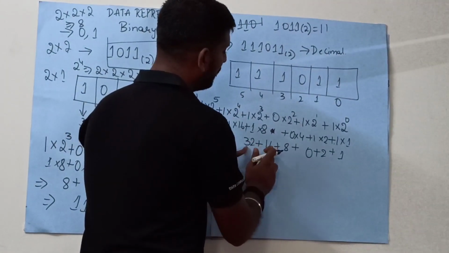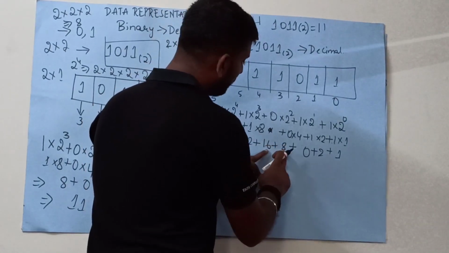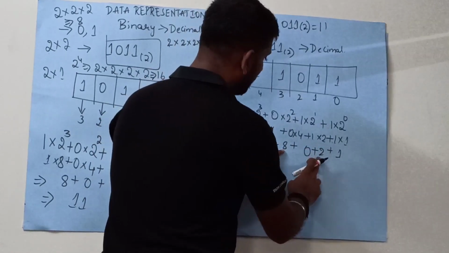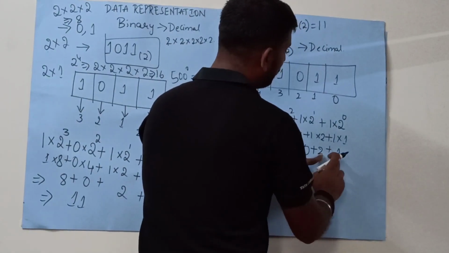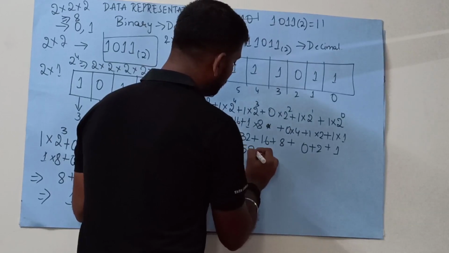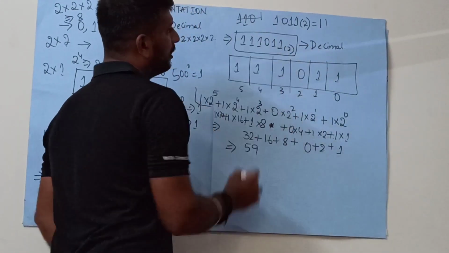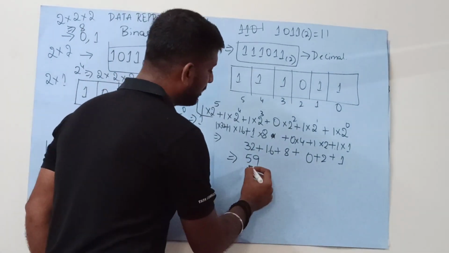So 32 plus 16 it is nothing but 48. 48 plus 8 is nothing but 56. 56 plus 2 it is nothing but 58. 58 plus 1 is nothing but 59. So if you convert this particular binary number to decimal, you will be getting the answer as 59.